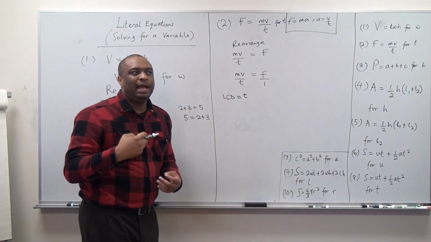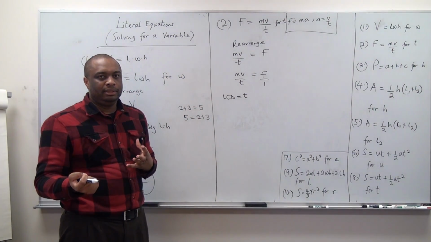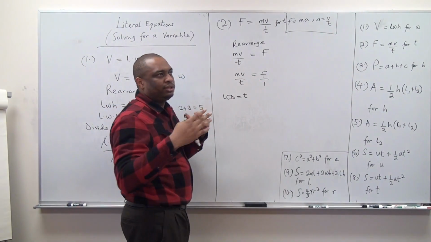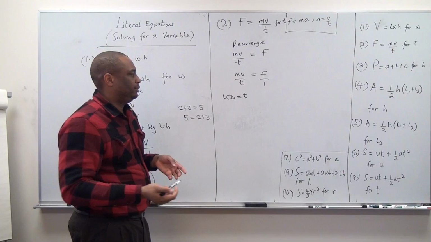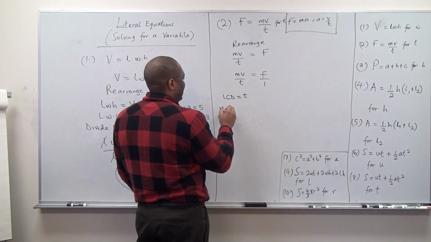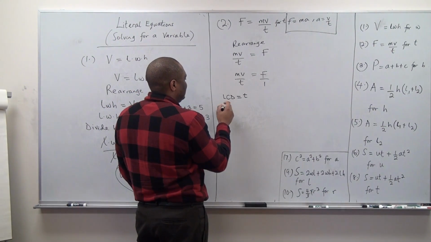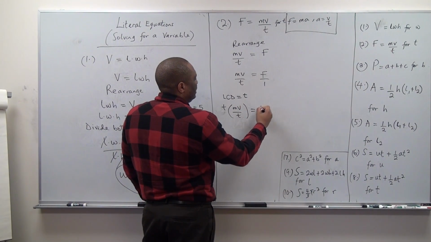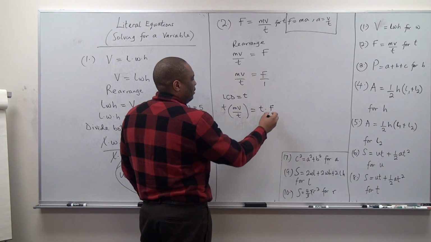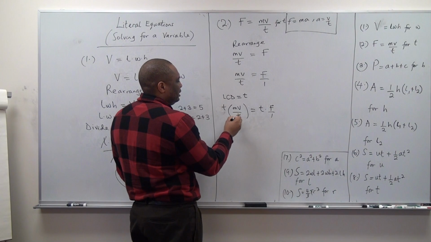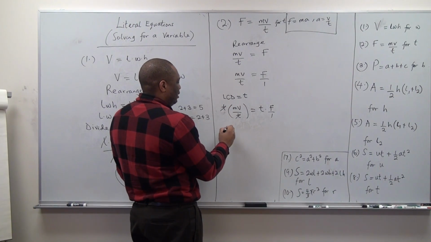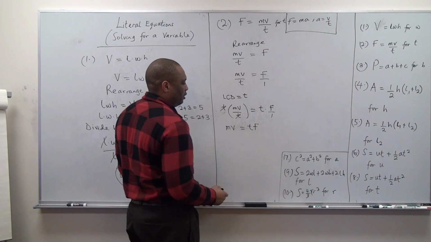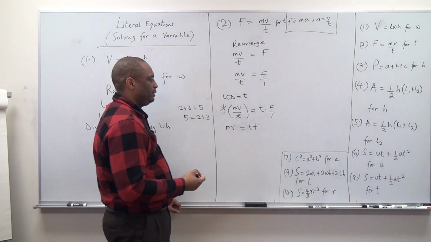So you now multiply both sides by t so that you don't have to deal with fractions. If you multiply both sides by t, you now have t times mv over t equal to t times f over 1. So this t will cross out t, and you now have that mv is equal to tf or ft, whichever one you say.